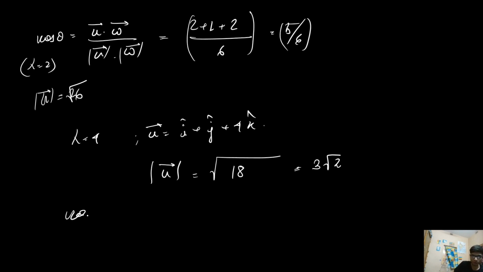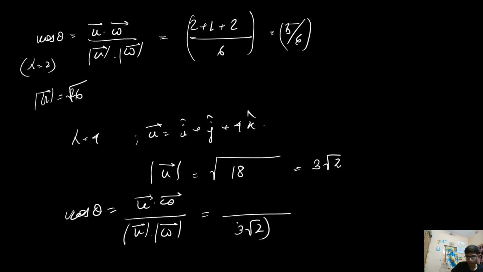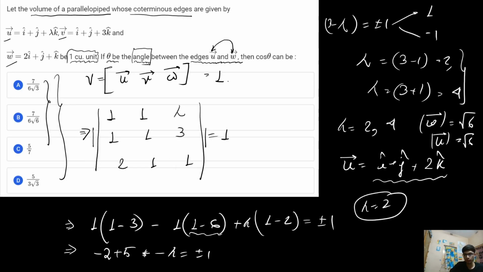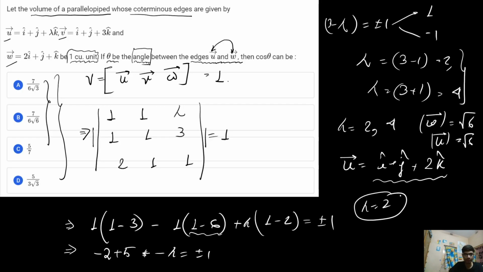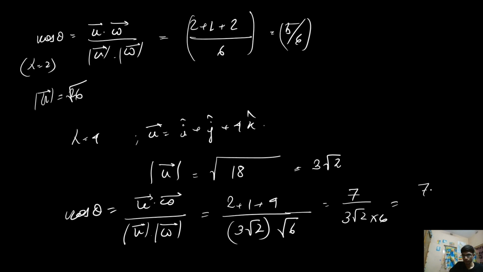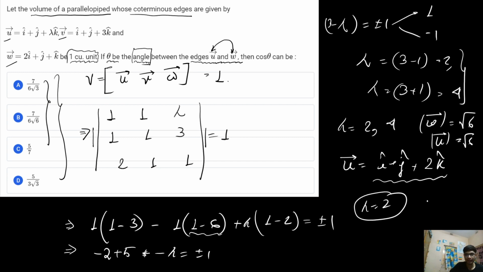In doing so, if I calculate the cos theta value, I will get the result as u dot w divided by the magnitude of u into the magnitude of w. The magnitude of u is 3 root 2, and the magnitude of w we already calculated, that is root 6. The dot product is 2 plus 1 plus 4, which will be 7 by 3 root 2 into root 6. So if you compute the result, this comes out as 7 by 18 root 2.